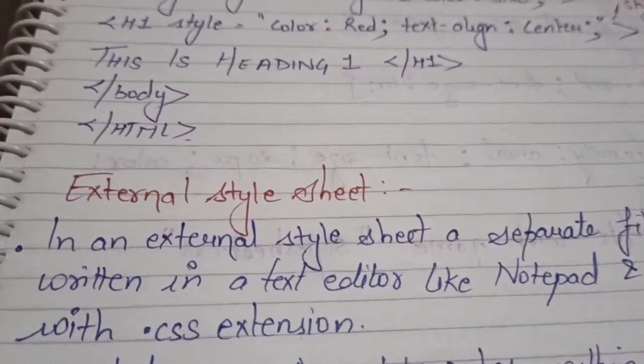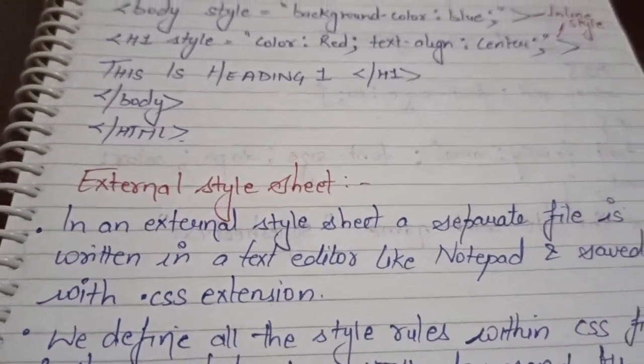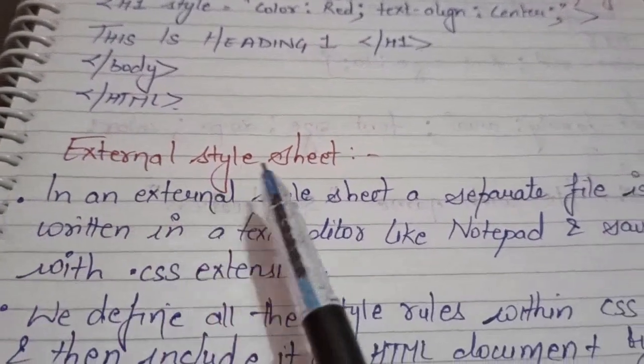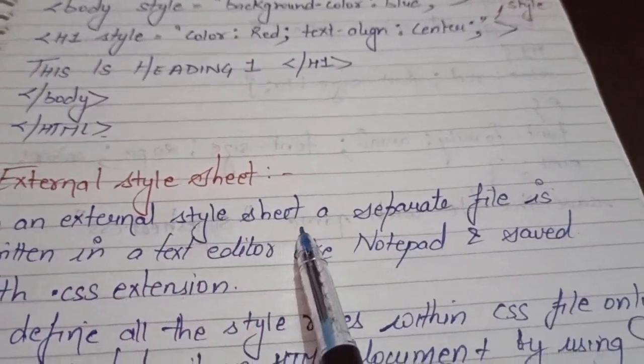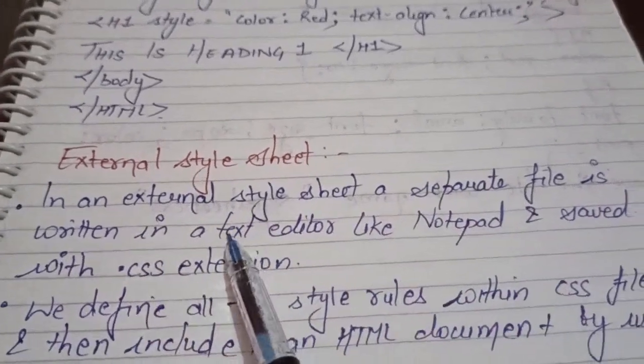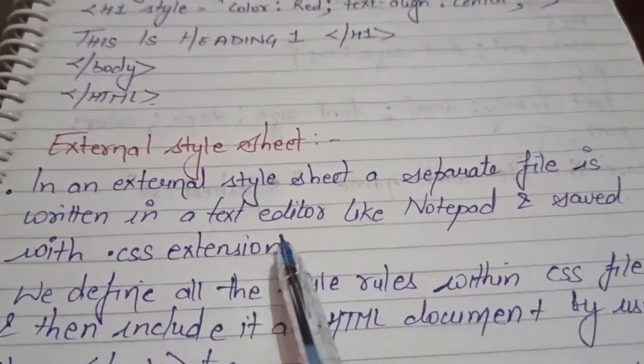What will happen in external? External means outside, not within the same page, right? So here in CSS, what is the meaning of external? Let's talk about that. In an external style sheet, a separate file is written in a text editor like Notepad and saved with .css extension.